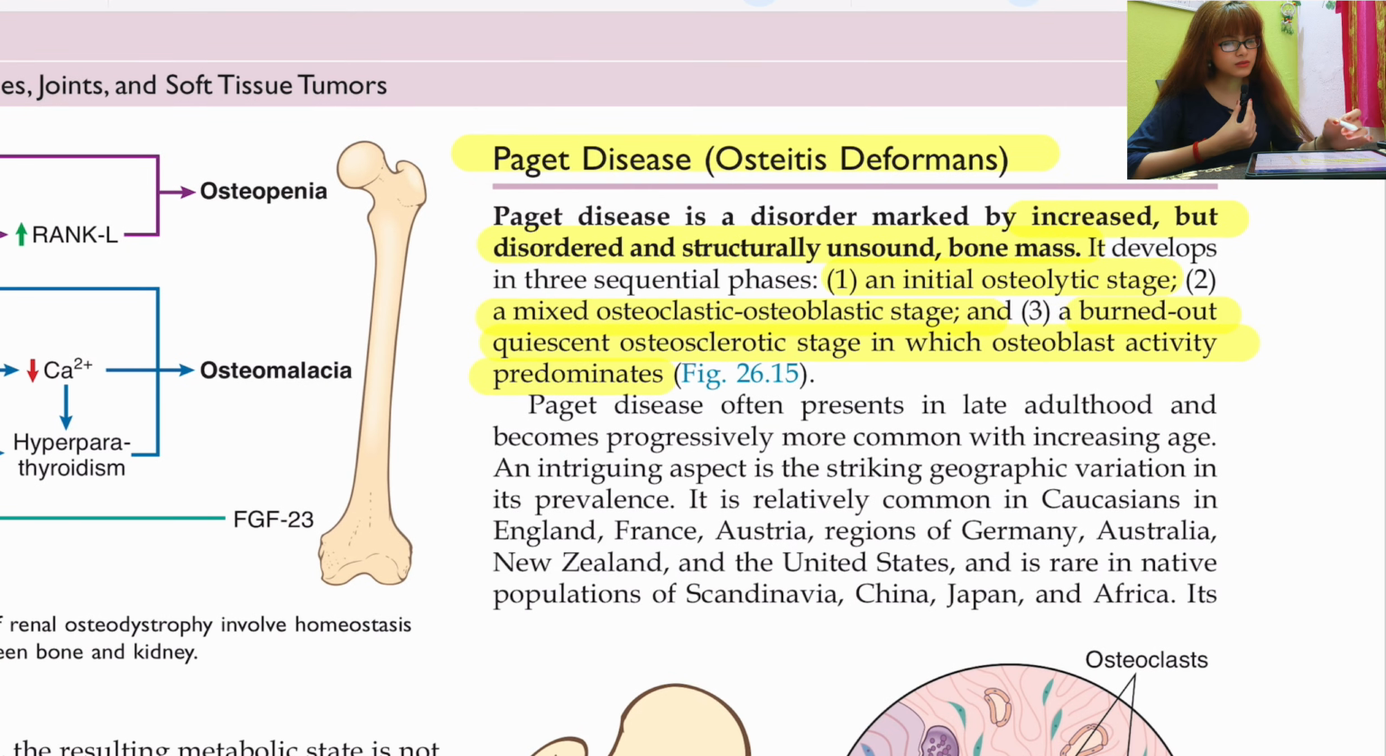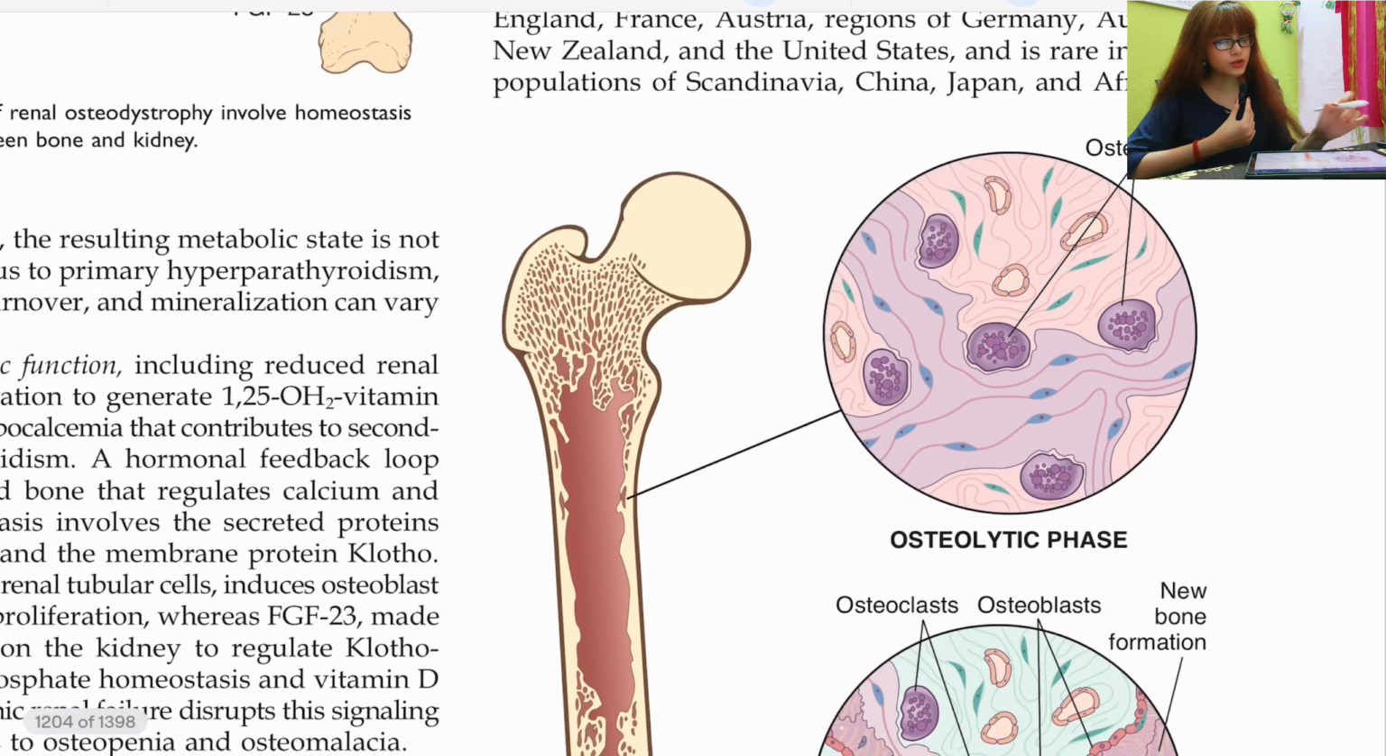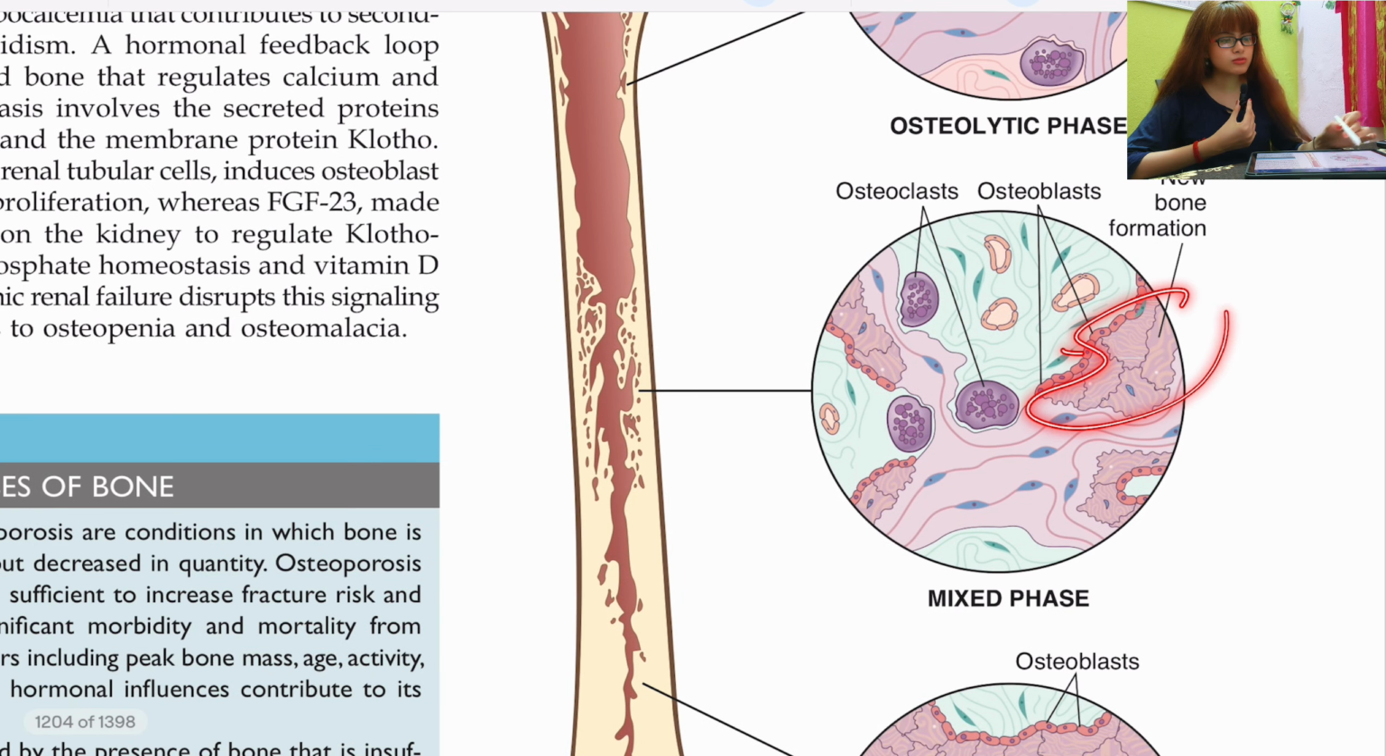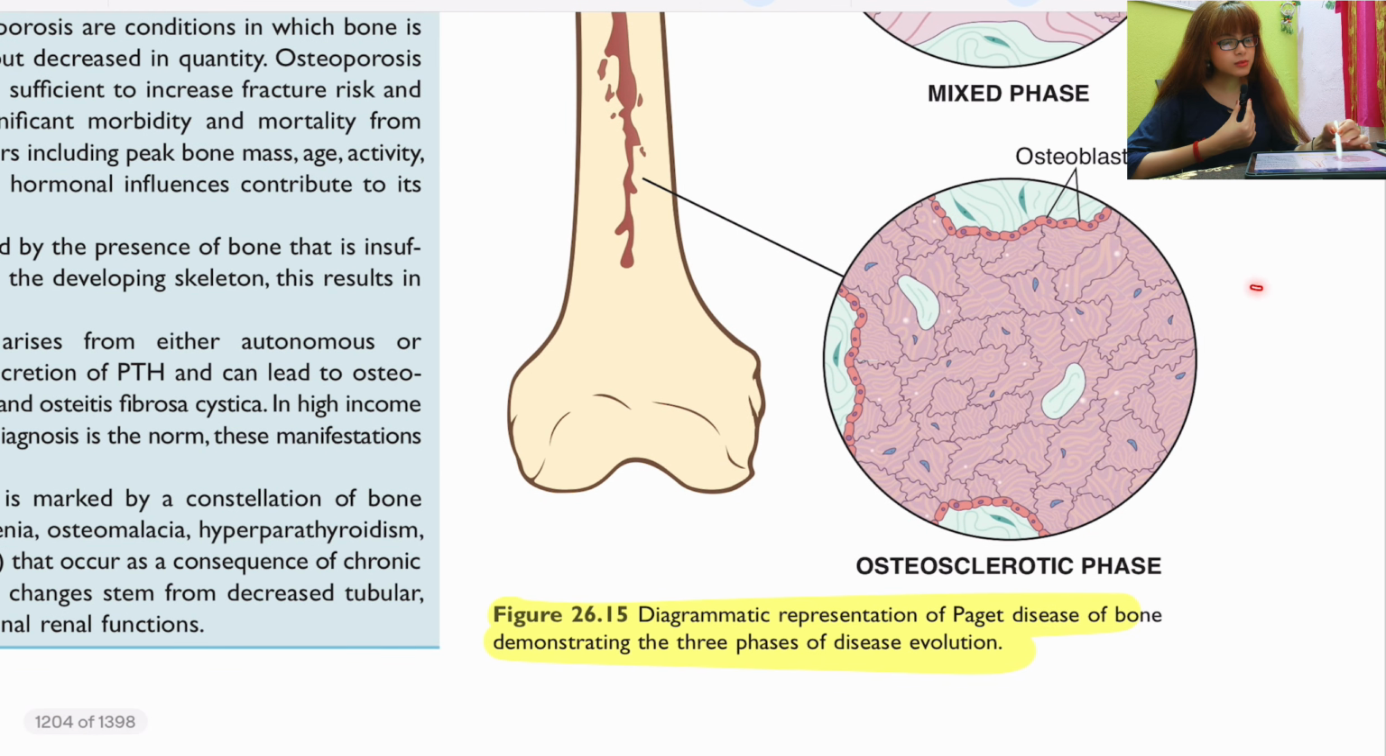I'm just going through the basics of this. You see that there is an increased and disordered, structurally unsound bone mass. There are three stages here: an initial osteolytic stage, then an osteoclastic-osteoblastic stage, and a burnt out osteosclerotic stage. So both kinds of cells are involved, the osteoblast and the osteoclast. In the first stage, you have the action of the osteoclast in the osteolytic phase, after which there is new bone formation by the osteoclast and osteoblast interaction, which is the mixed phase, after which you can see that this bone is so haphazard, so disorganized, right?